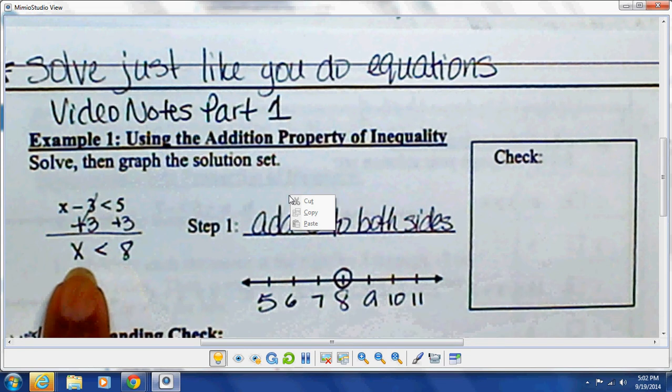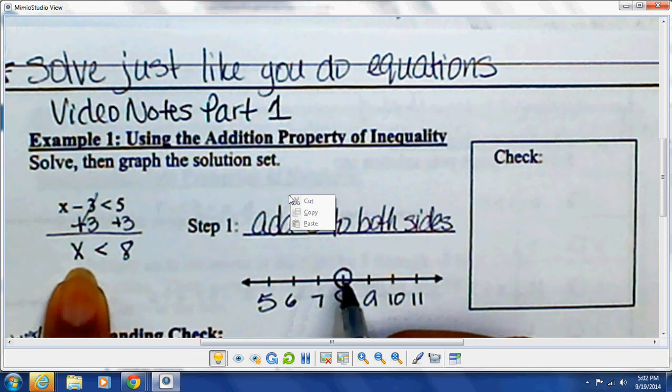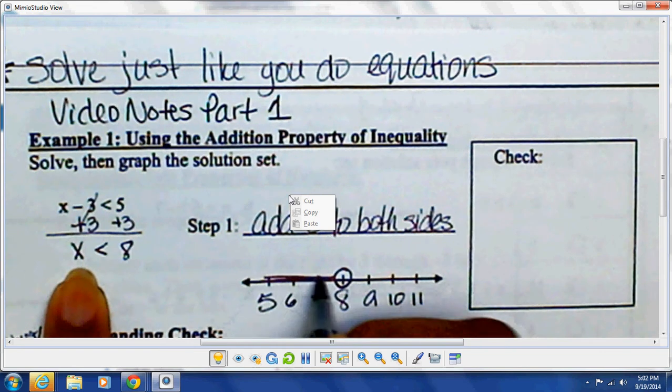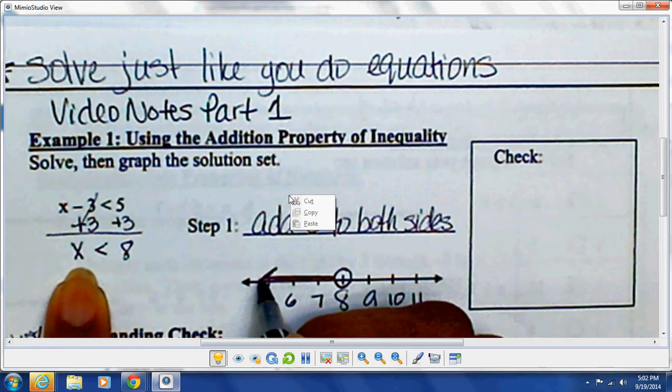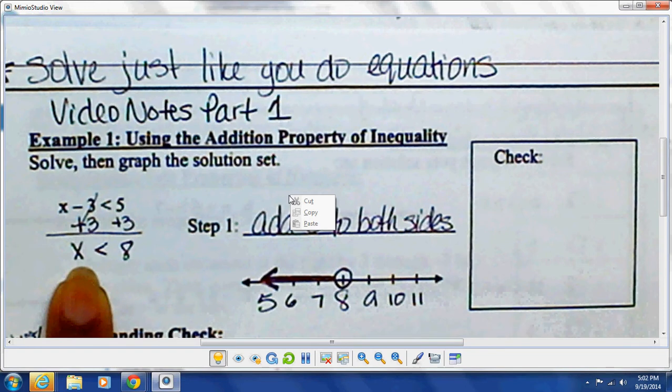Since our variable on the left is pointing to the left, therefore it should be less than. So draw your arrow to the left. Now determine, do you need to fill in your circle or not? So remember, if you have just less than or greater than, your circle is empty. If you have less than or equal to or greater than or equal to, your circle gets filled. So therefore, we should leave this one empty. There's your graph.